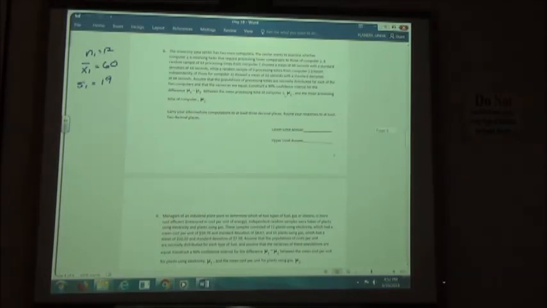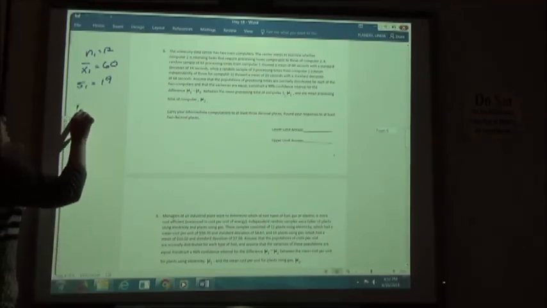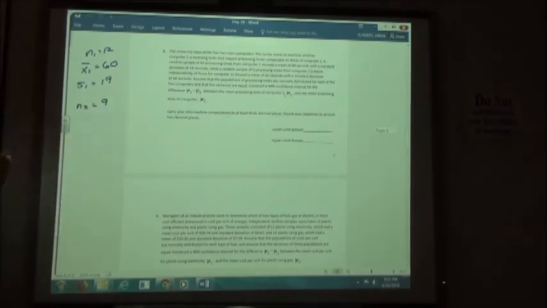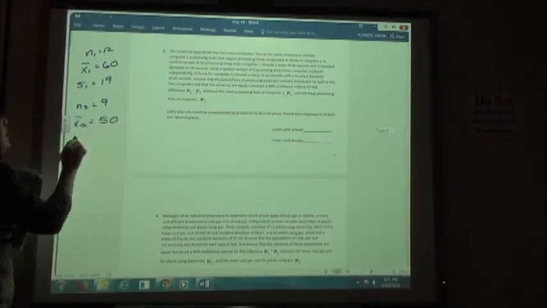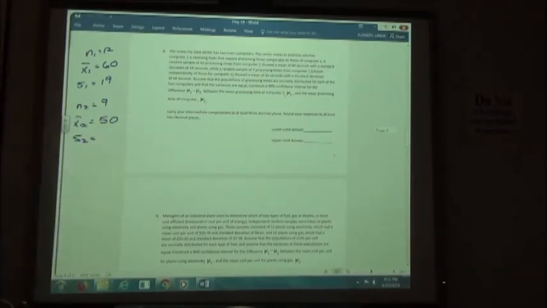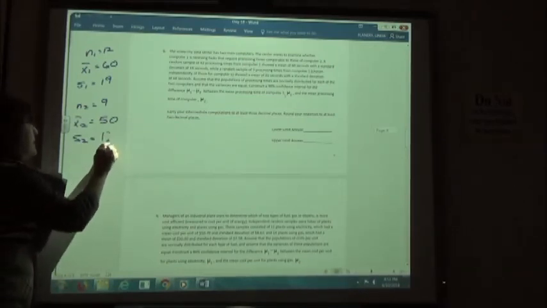Computer 2. Well, a random sample of 9 processing times from computer 2. So n2, we're only going to do 9 processing times. Shows a mean of 50 seconds. So x bar 2 is 50 with a standard deviation of 18 seconds.